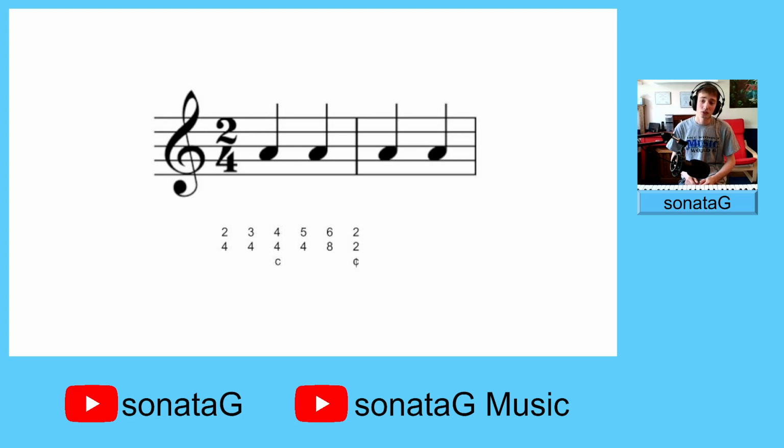So we have right here, this big example here is 2-4. So there's two numbers that are a part of this, what we call the time signature.